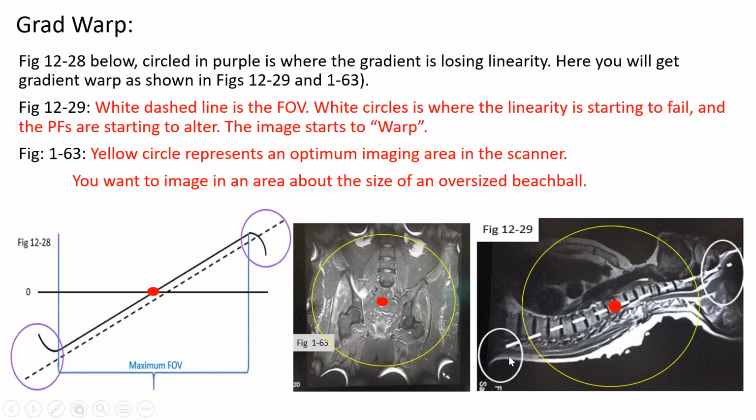Sagittal, this is where you see it very often in your T-spines when you do the counting field of view. You do a great big field of view to count, and you start to lose linearity. The field of view is just too big for what the gradient can do. So this white dashed line is what you want to cover, but it really can't do it. So you lose or warp the field at the ends. When you warp that gradient, the precessional frequencies start to fail and alter, and your image looks like something from outer space.